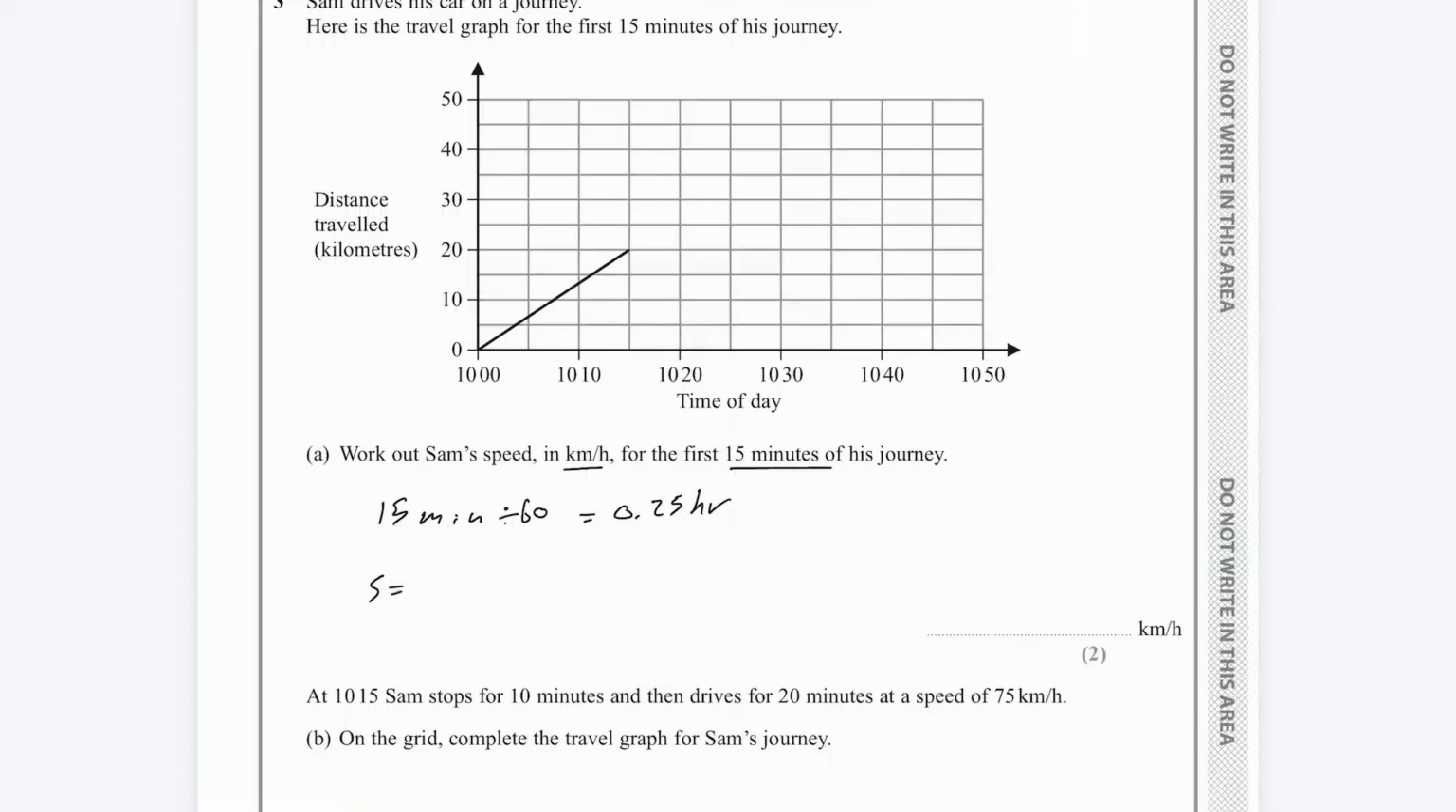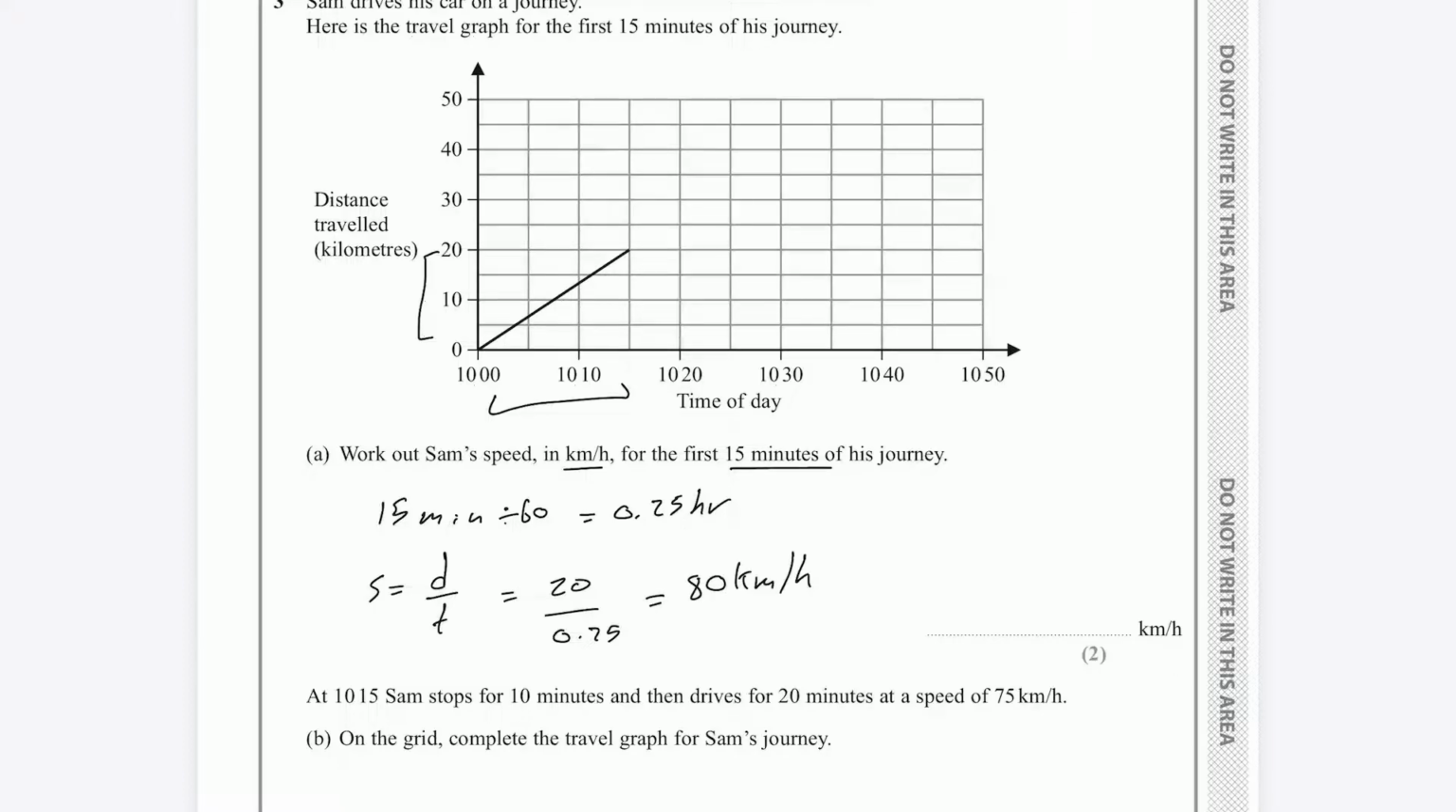And now we know the formula is speed is equal to distance over time. It's asking for speed, so that's going to be the distance, which is 20. So that's that bit there in the first 15 minutes. Divide that by 0.25 and you get 80 kilometers per hour.